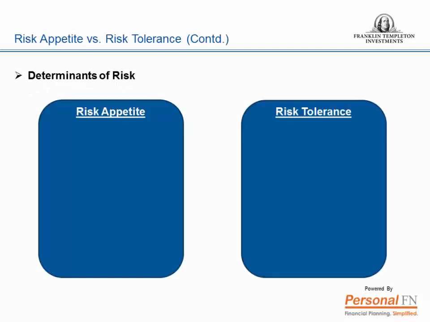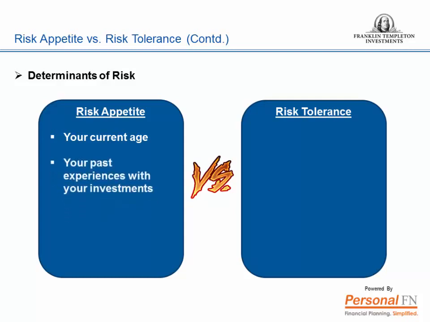Determinants of risk. First, let's take risk appetite. Under risk appetite, number one is your current age. At a younger age, you have the advantage of time and may have the willingness to take high risk. Second is your past experience with your investments. Going by your past experience, if you have earned substantially high returns in the past, you may have the heart to take more risk. Third, your knowledge. A thorough knowledge about something increases your awareness. Becoming aware about good and bad effects completely may help you analyze risk better.